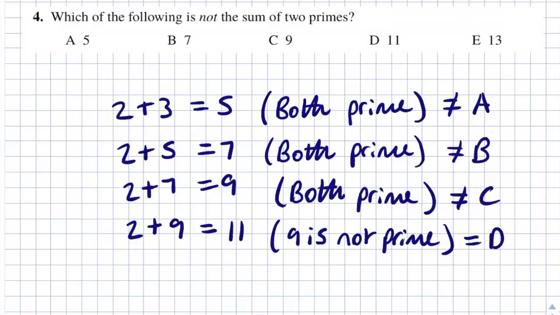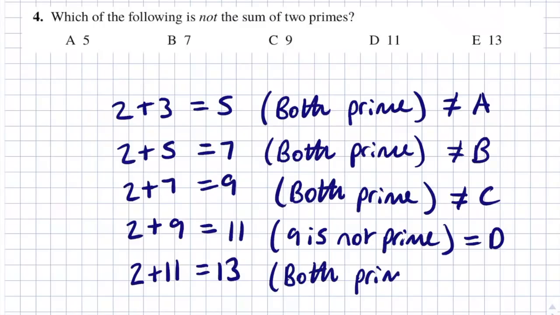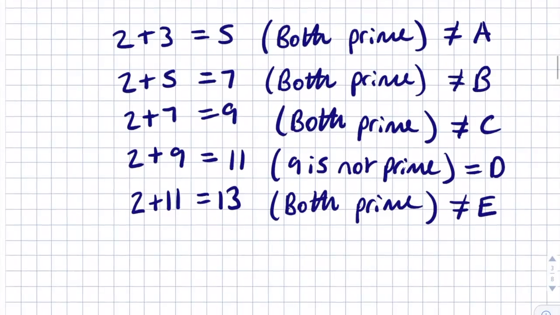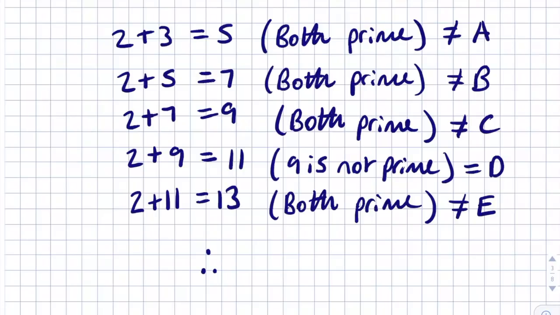Let's just do a test for E. So applying the same pattern, that means we would say that 2 plus 11 is equal to 13. Well, we know 2 is a prime number, we know 11 is a prime number, so they're both prime. So our answer cannot be E. So therefore, our final answer must be D.